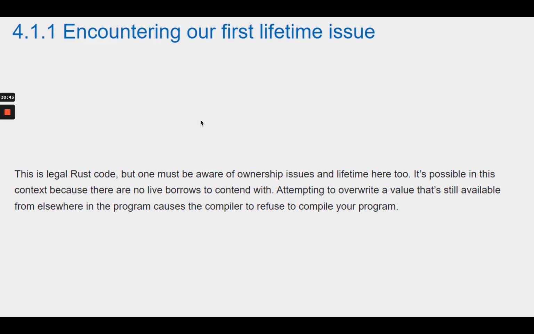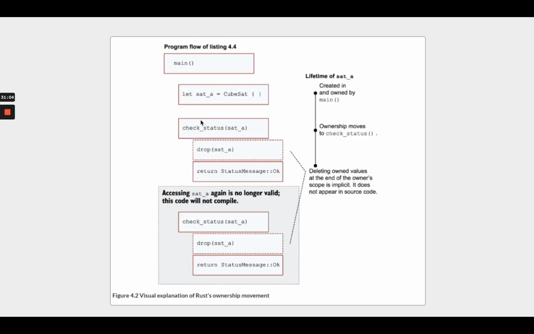This is legal Rust code, but one must be aware of ownership issues and lifetime here too. It's possible in this context because there are no live borrows to contend with. Attempting to overwrite a value that's still available from elsewhere in the program causes the compiler to refuse to compile your program. Figure 4.2 provides a visual walkthrough of the interrelated processes of control flow, ownership, and lifetimes.